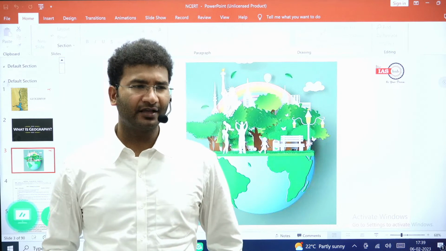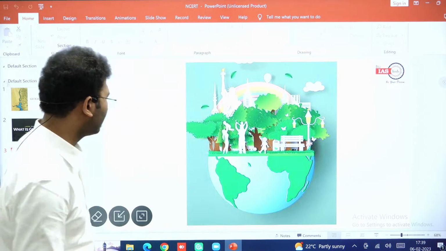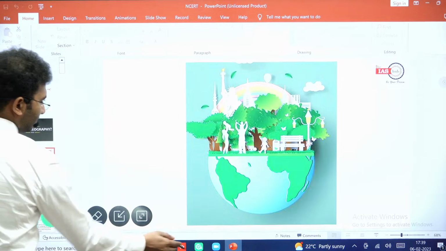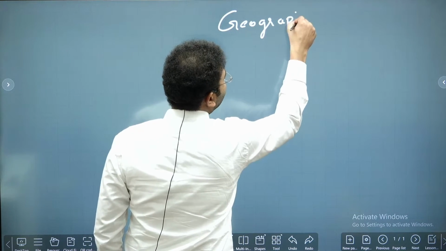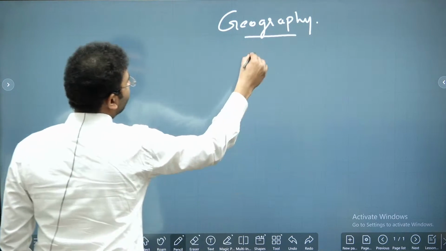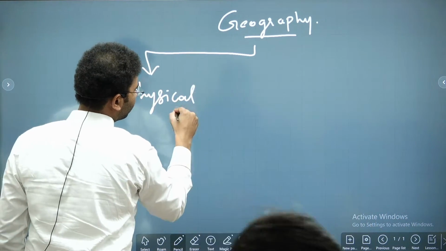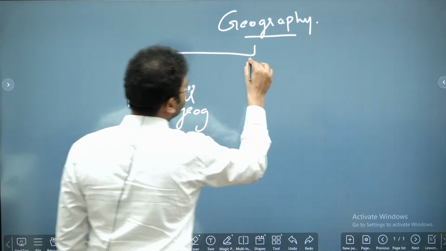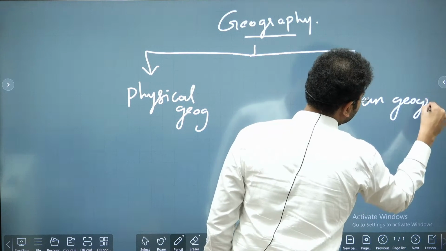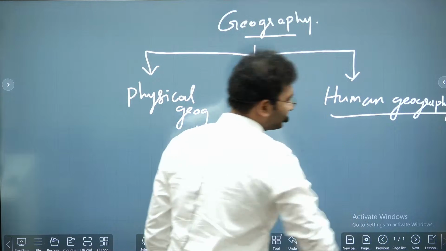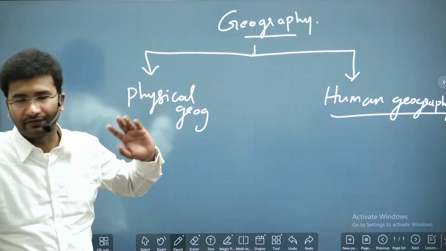See, broadly speaking, geography can be divided into 2 major streams, right? Now, what are those streams? Let me tell you the streams. See, geography as a subject can be broadly divided into physical geography and human geography, right? Geography as a subject, I told you, can be divided into physical geography and human geography.